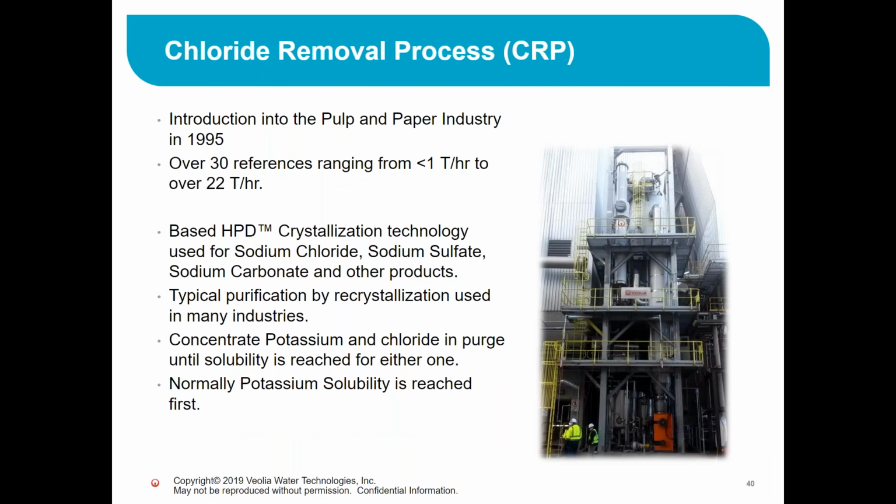This technology was introduced to the pulp and paper industry in the mid-90s. Many references from 1 ton an hour to 22 tons an hour, and there's actually some that are larger than that now. It's typical crystallizer technology. We have many crystallizers in many things, production for sodium chloride, sodium sulfate, sodium carbonate. So we use a lot of those principles in designing our ash treatment system. And what you do is you dissolve the ash, you recrystallize it. The first things you crystallize out are the sodium carbonate and sodium sulfate, and then the impurities are left in the purge in the liquid form, and you purge those out.